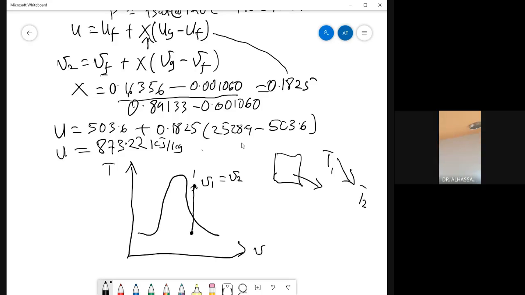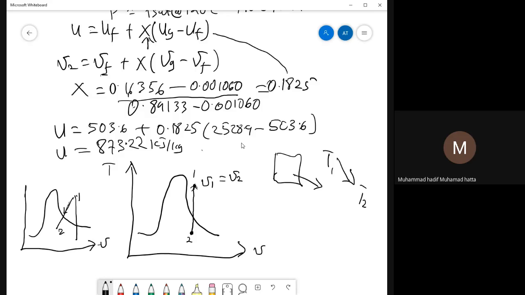So that means we have to go vertically downwards into the saturated liquid vapor mixture. So this is state one, and this is state two. If somebody decides to draw it like this, somebody will say, why can't we draw it like this? If you draw it like this, this means the volume is decreasing. You cannot move like this. It has to be vertically downwards. So V1 and V2 are the same. So this is the T-v diagram for this question.